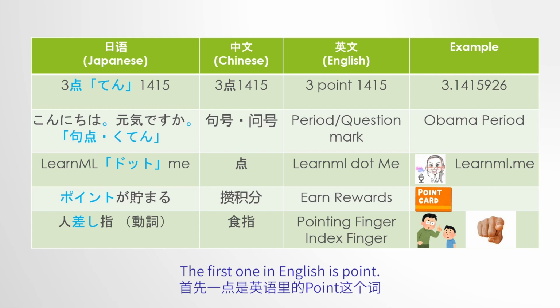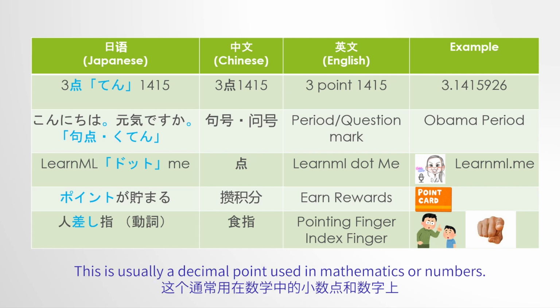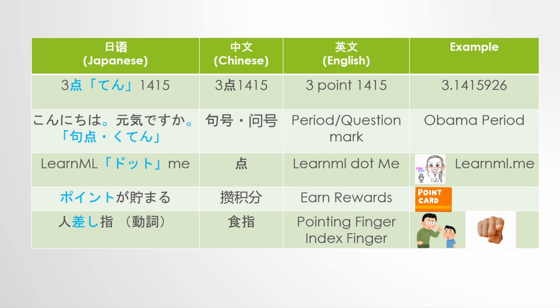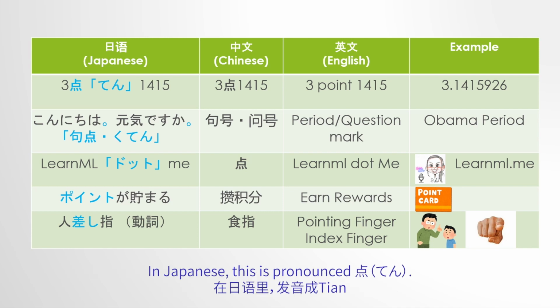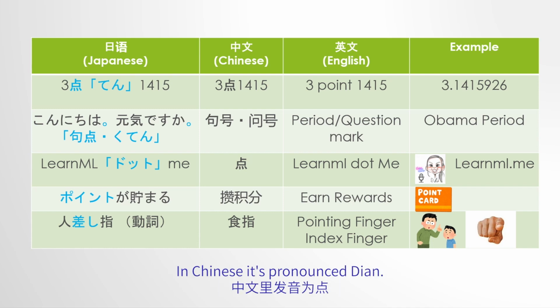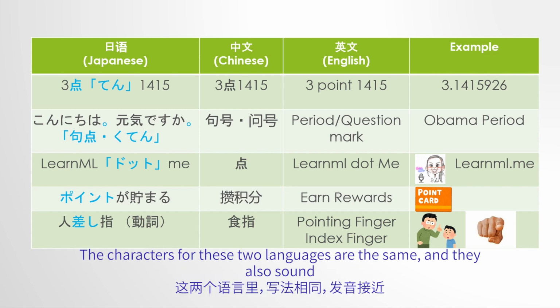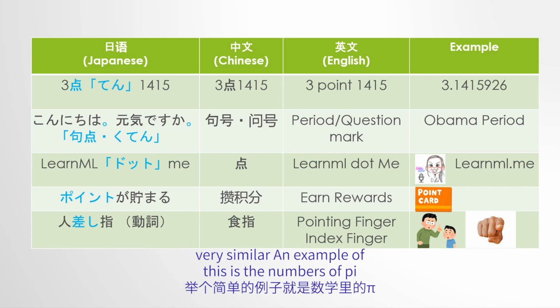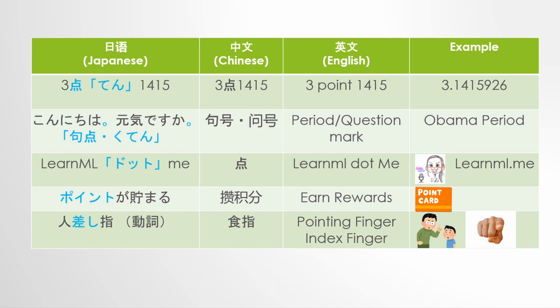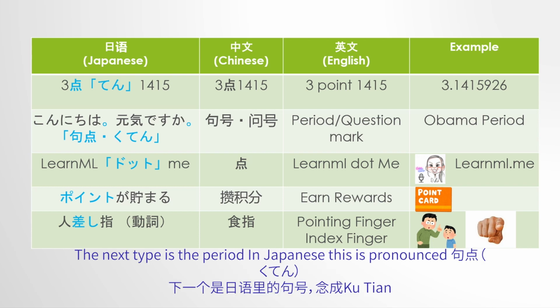The first one in English is point. This is usually a decimal point, used in mathematics or numbers. In Japanese, this is pronounced ten. In Chinese, it's pronounced dian. The characters for these two languages are the same, and they also sound very similar. An example of this is the numbers of pi. 3.1415926, etc.